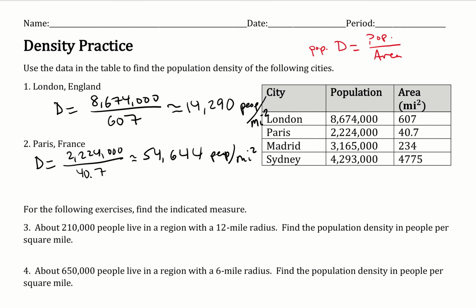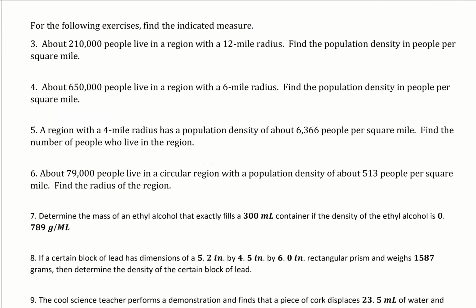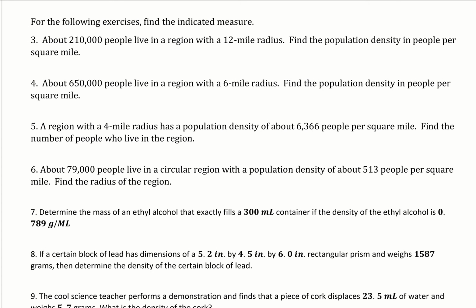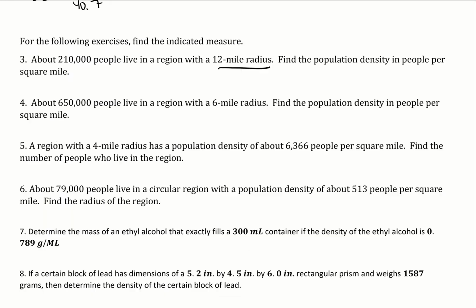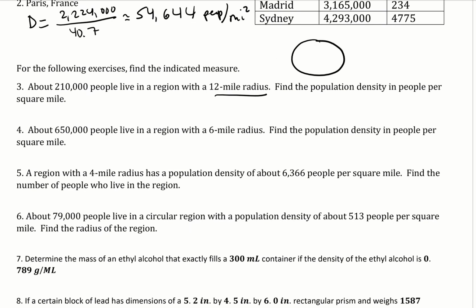Now for the next couple exercises, it says find the indicated measure. About 210,000 people live in a region with a 12-mile radius. Find the population density in people per square mile. Since it's a 12-mile radius, we're looking at a circle with radius 12. Remember that the area of a circle is pi r squared, so it's going to be pi times 12 squared.